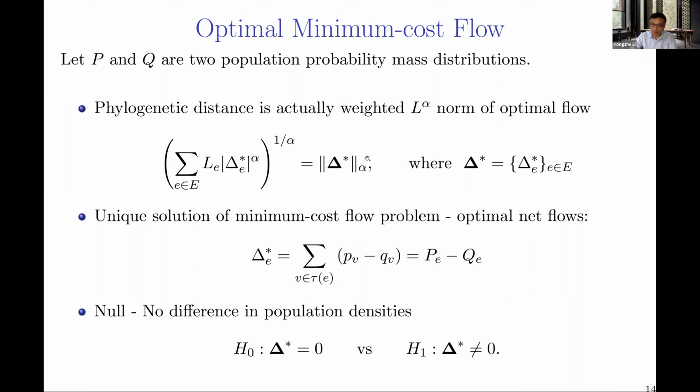population probability mass distribution, this is equivalent to testing whether this vector of the flow is 0. This is a long vector, right? Because this is a vector with a length of the number of edges. If this vector is 0, then the distance is 0. So how to test this null hypothesis of the optimal flow being 0, the whole vector being 0?